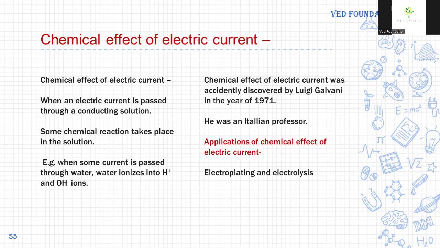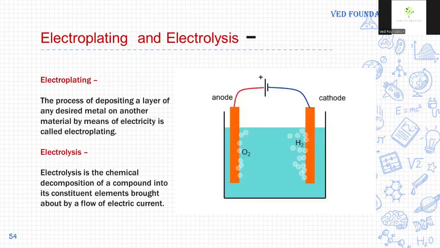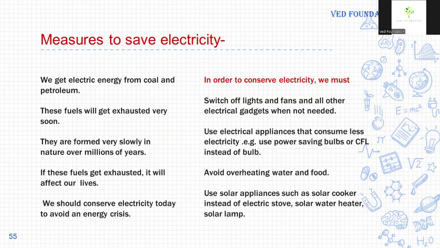Appliances based on chemical effect of electric current are electroplating and electrolysis. The process of depositing a layer of any desired metal on another material by means of electricity is called electroplating. Electrolysis is a chemical decomposition of a compound into its constituent elements brought about by a flow of electric current.